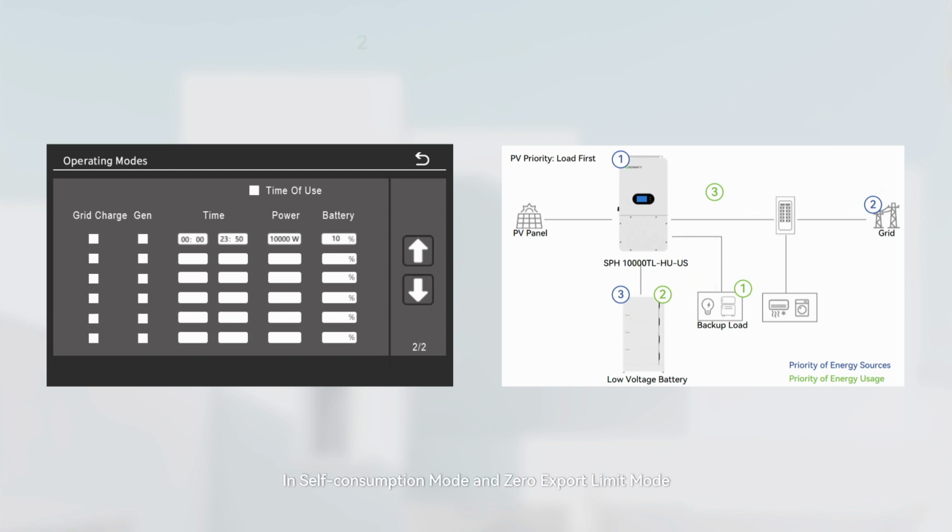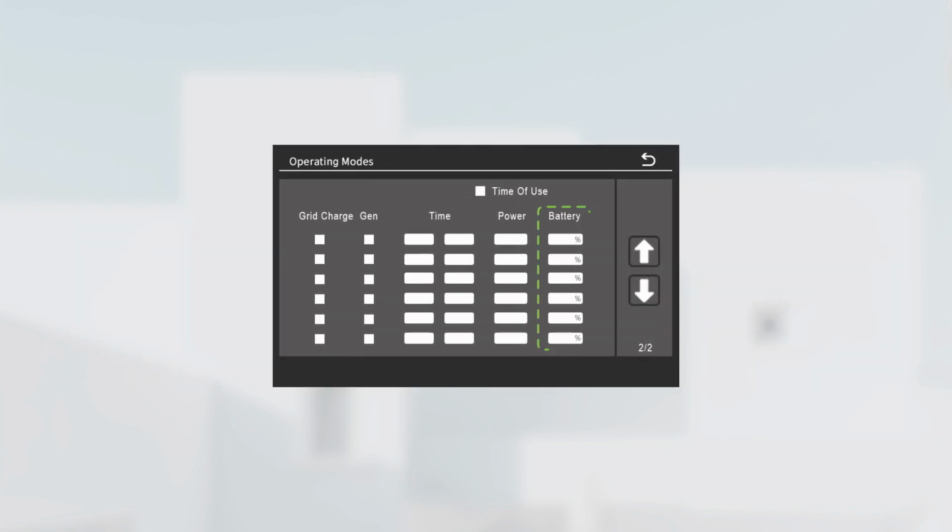In self-consumption mode and zero export limit mode, the battery discharge power adjusts dynamically based on load consumption. There will be no export of excess battery power to the grid, even if the load demand is lower than the set value and the PV cell function is enabled. Battery. This is the value used by the inverter to determine whether to charge or discharge the battery during the set times.